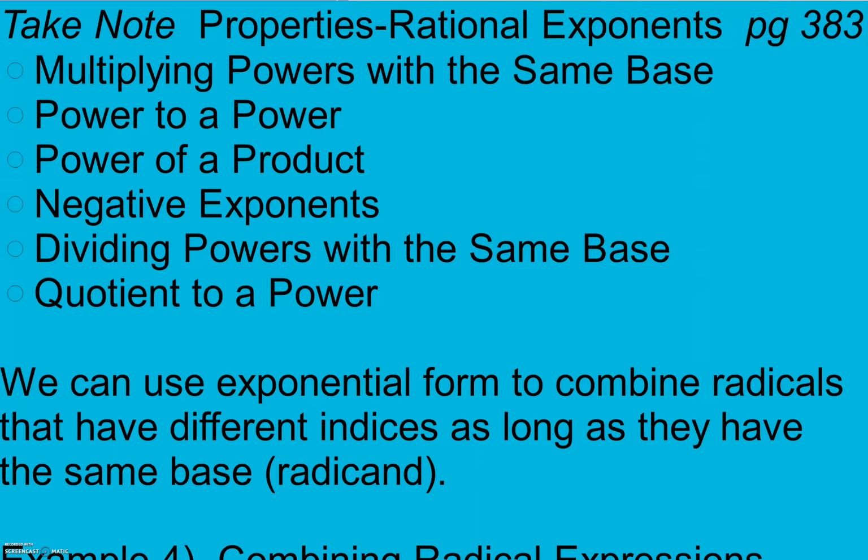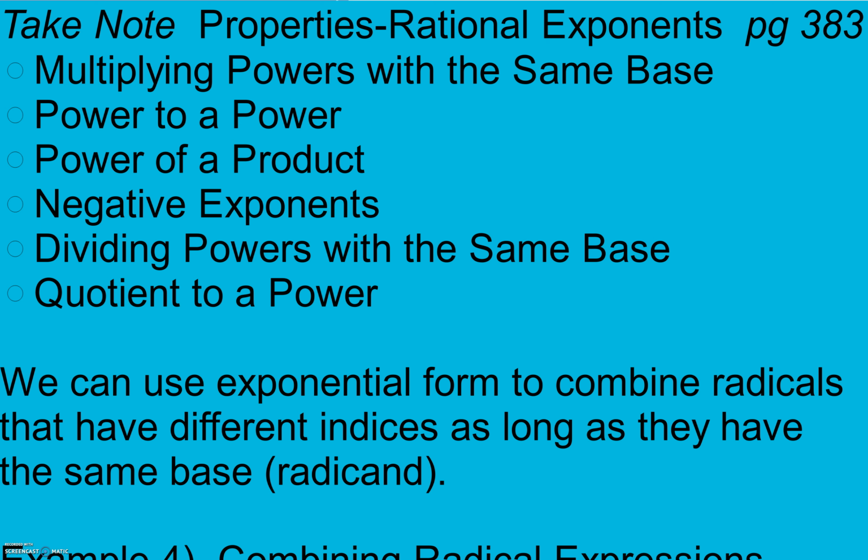Continuing on in section 6.4 here, there's a take note on page 383 that has a bunch of properties for rational exponents. They have multiplying powers with the same base, which means as long as our base is the same, here they're both a's, we can add our exponents. Power to a power means we're going to multiply our exponents together and keep our base.